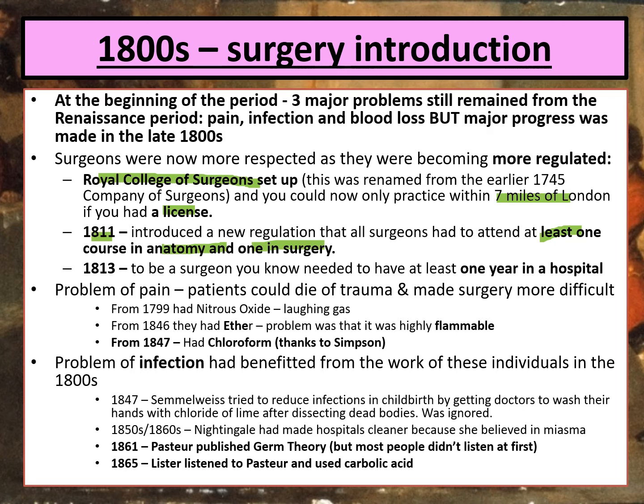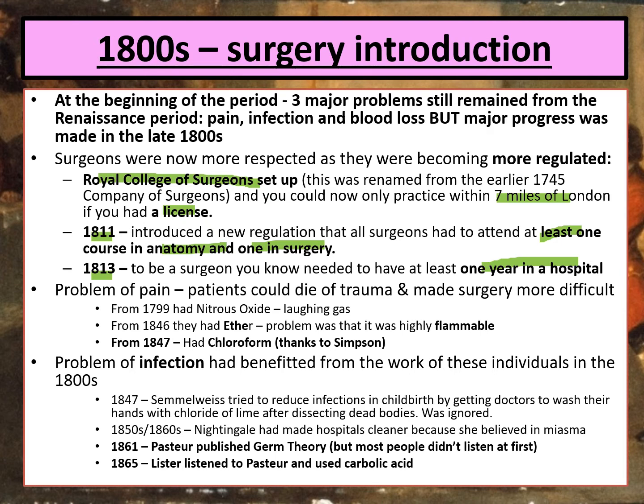So pretty basic, but all surgeons now had to actually learn something about the body and surgery before they could operate. They also said in 1813 that you needed to have at least 1 year's experience in a hospital before you could be a surgeon as well. So there has been some real progress made here over time with just making sure it was more regulated than before.